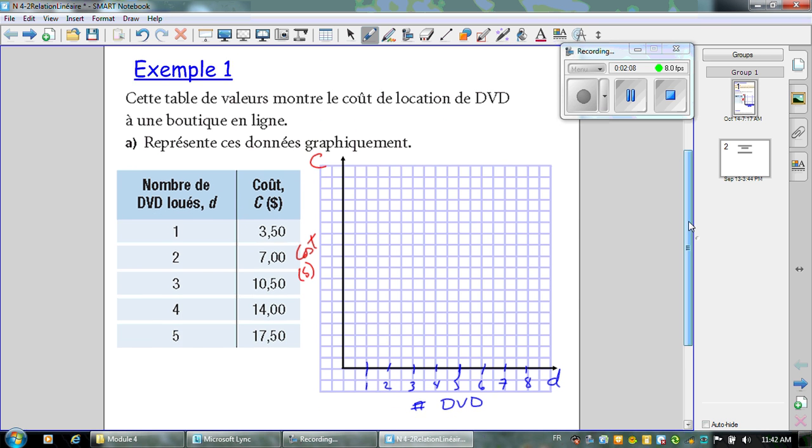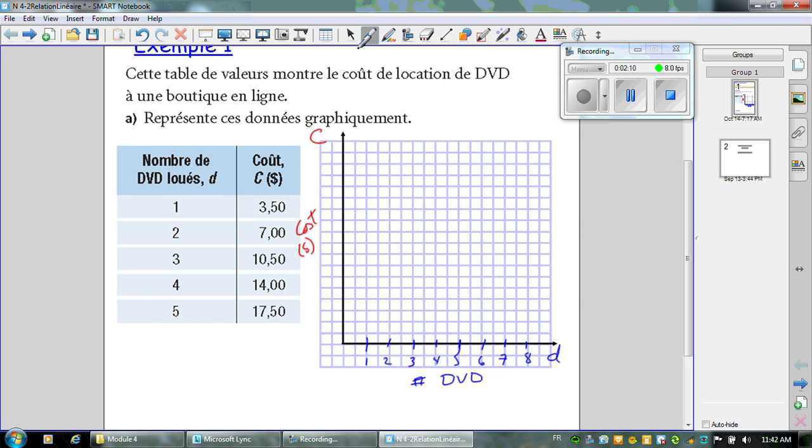I'll just get myself a little bit more room here. So right here, that would be $3.50. $7 here. This would be $10.50. This would be 14. And this would be $17.50 right there. $17.50. And this is $10.50.